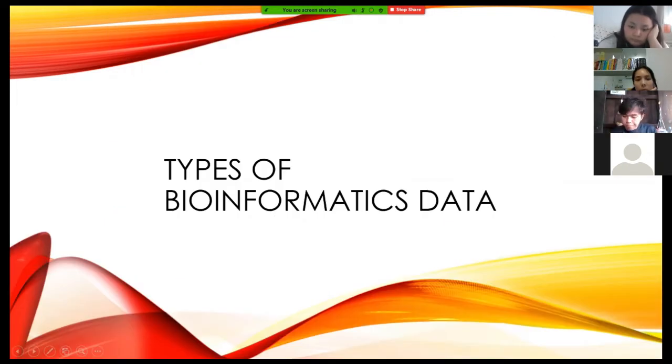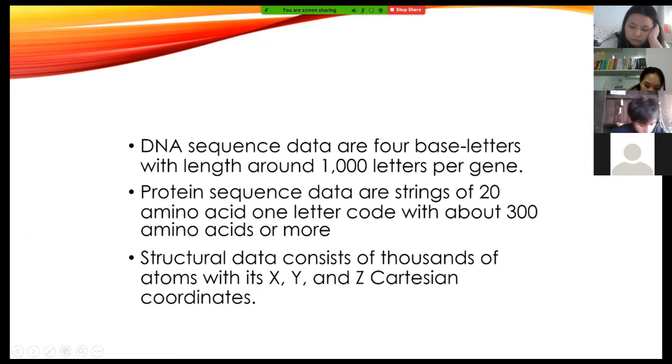The types of bioinformatics data. Normally, if we talk in terms of text processing, the DNA sequence is 4 base letters with a length around 1,000 letters per gene, and protein sequences are strings of 20 different amino acid one-letter codes with about 300 amino acids or more. And if we talk about the structural data, it's normally in the PDB format, consisting of atoms with XYZ Cartesian coordinates with several parameters at the back.